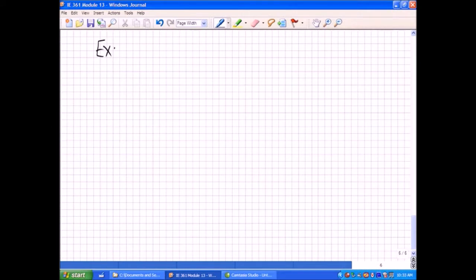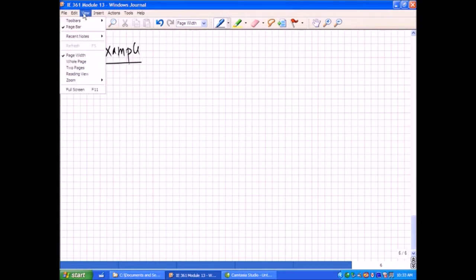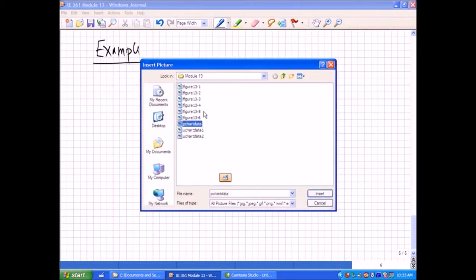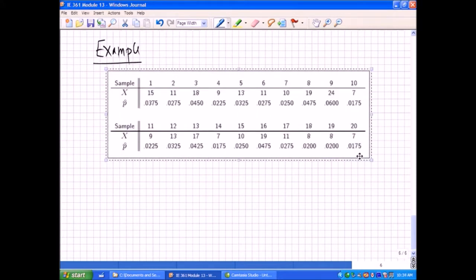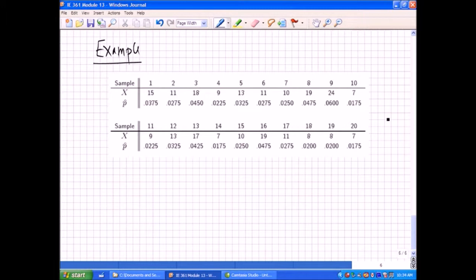So let's talk about an example here. Let me plug in some data from the slides. Here's a set of p-chart data that I generated artificially. These are data for a large sample size of 400.